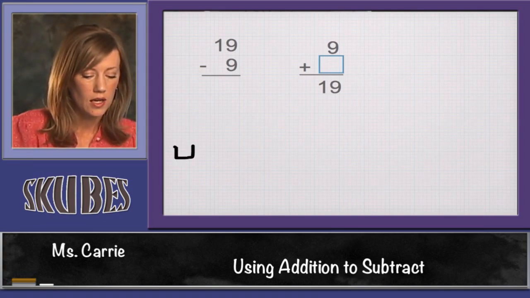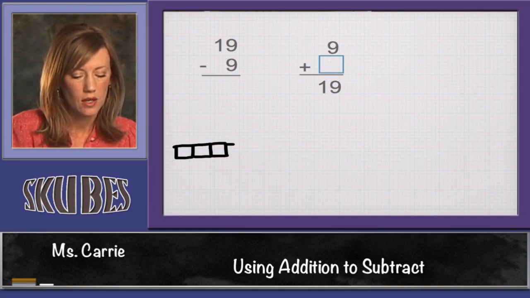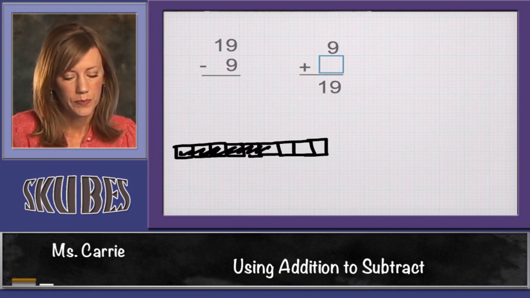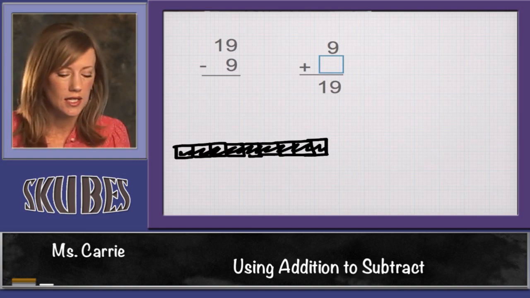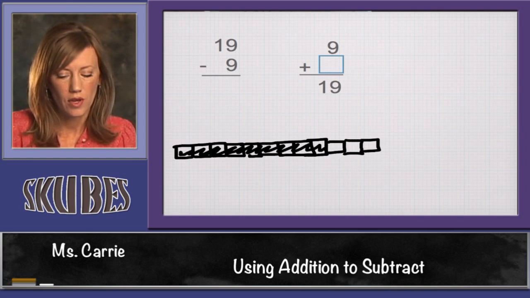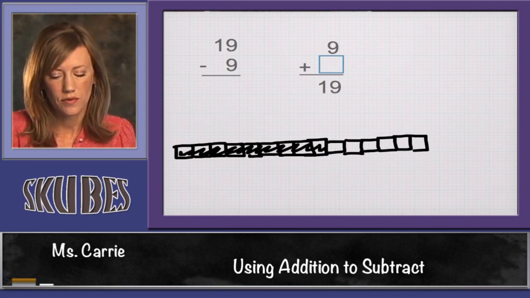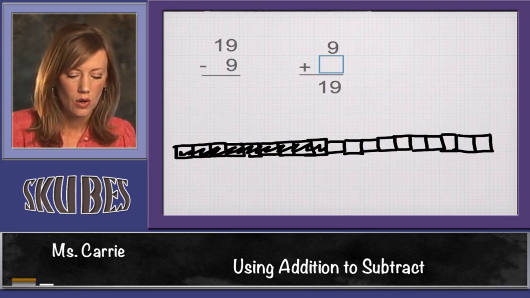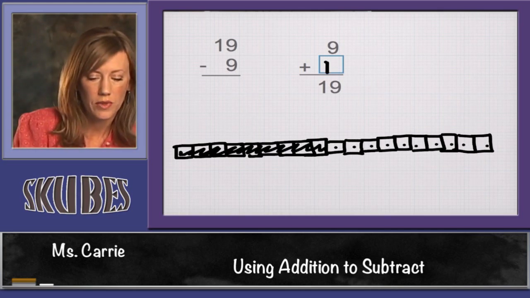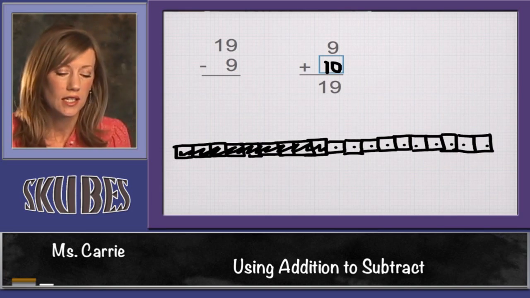We're going to start with our 9. 1, 2, 3, 4, 5, 6, 7, 8, 9. We'll color them in. Now let's count up till we get to 19. 9, 10, 11, 12, 13, 14, 15, 16, 17, 18, 19. 1, 2, 3, 4, 5, 6, 7, 8, 9, 10. We added 10 more blocks to the 9 to get to 19.